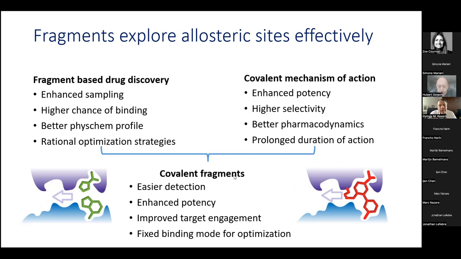So when we are considering covalent fragments as a suitable starting point for developing covalent allosteric inhibitors, we think that covalent fragments have some characteristic advantages over the simple, non-covalent fragments, because due to the formation of the new chemical bond, it is easier to detect them. They have enhanced potency, improved target engagement, and just because of the fixed binding mode of the covalent fragment, they could be optimized more easily, especially if structural information is available.